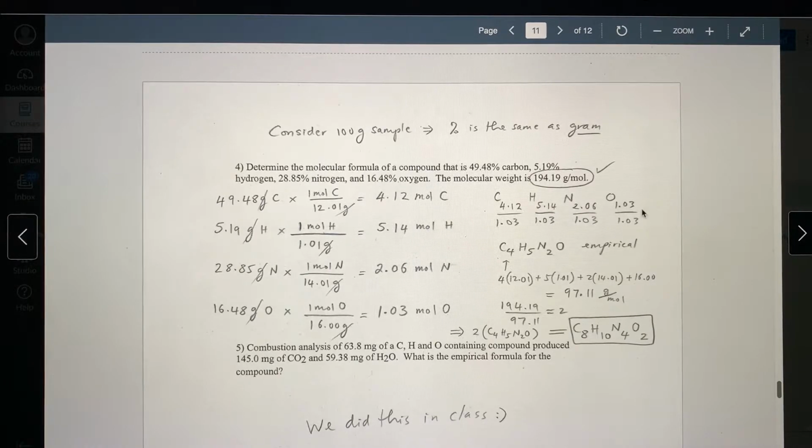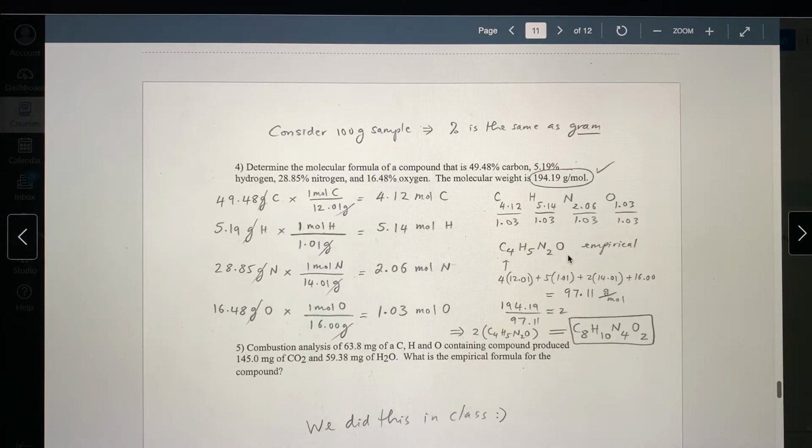You pick the smallest, which is 1.03. If you divide every single one by the same number, nothing changes. The ratio stays the same. Lucky, when we do that, it comes out as whole numbers. 4, around 4, you round it off, okay? Around 5, around 2 for nitrogen, and obviously 1 for the oxygen. So that's C4H5N2O. This is the empirical formula. This is the lowest whole number ratio among the atoms, or among the elements.